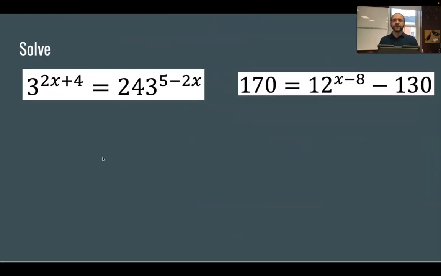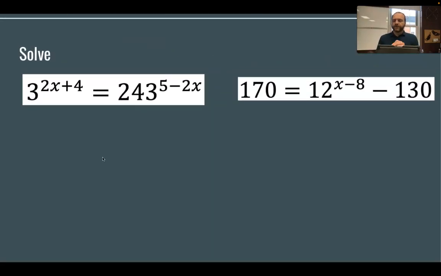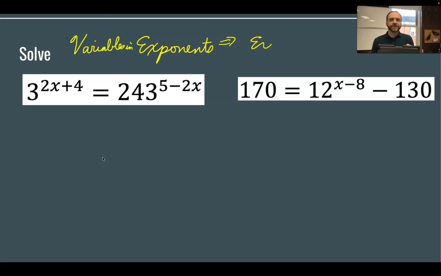All right, the next one. Ooh, what are these? Well, 3 to the 2x plus 4 equals 243 to the 5 minus 2x. Yuck. 170 equals 12 to the x minus 8 minus 130. Notice how I have variables in all of those exponents. So when I have variables in the exponents, I call those exponential equations.